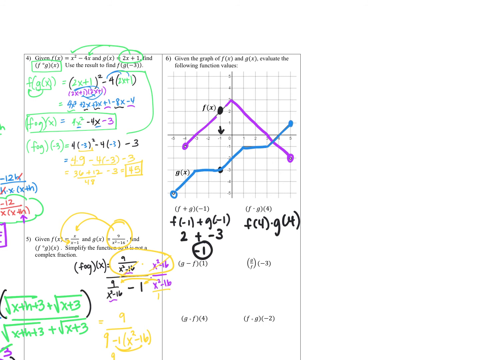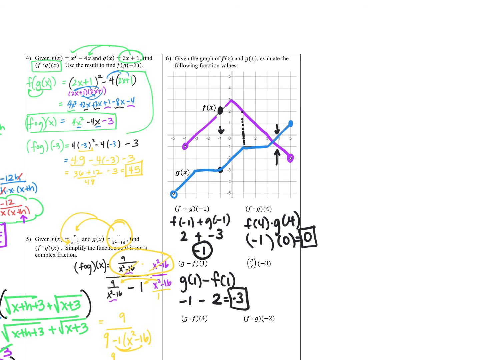Okay, so f of 4 is going to be this purple guy here, which is -1, times g of 4. That's going to be right there at 0. So we'll get 0. Now g minus f of 1 is g of 1 minus f of 1. So again, we're going to our input of 1. We want to go down to the g, get that. That's a -1 output. Then go up to the f. That's a 2 output. And subtract them. So we get -3.